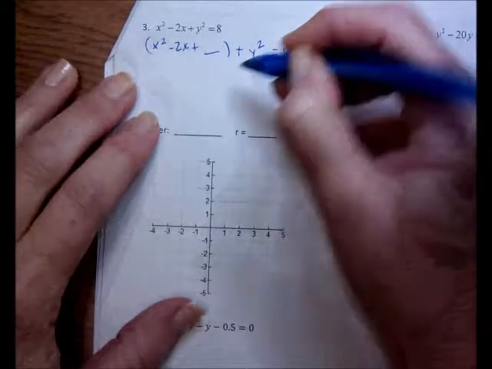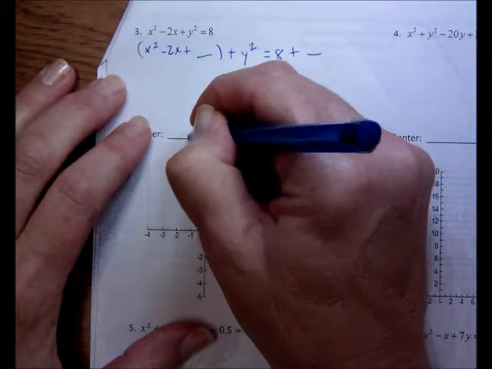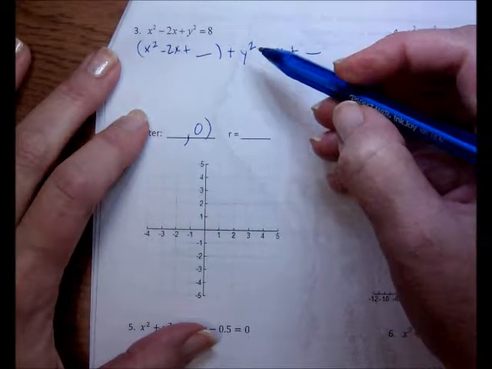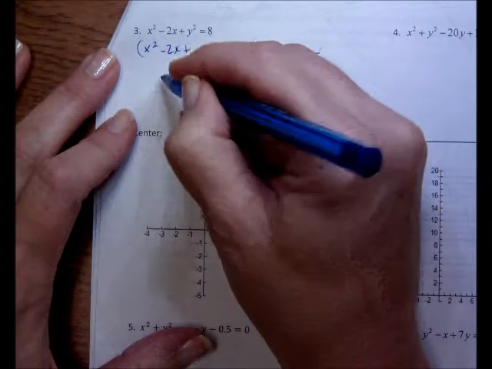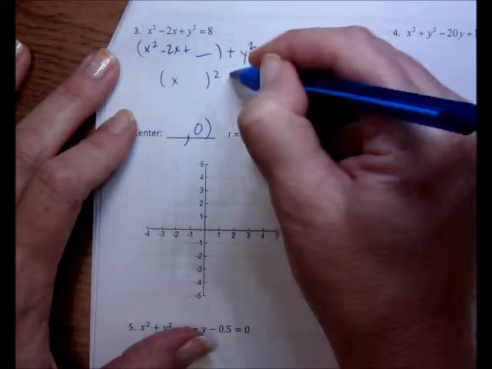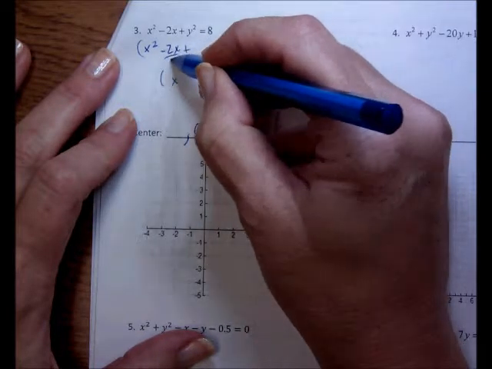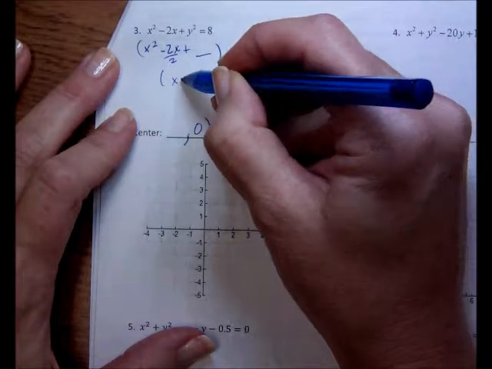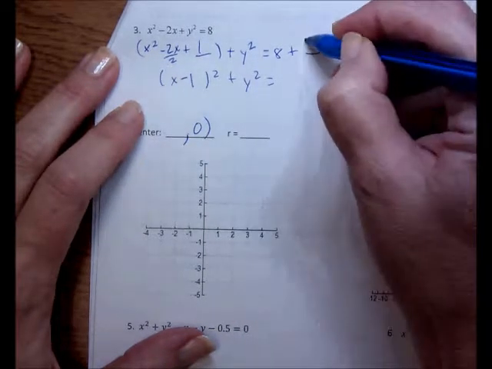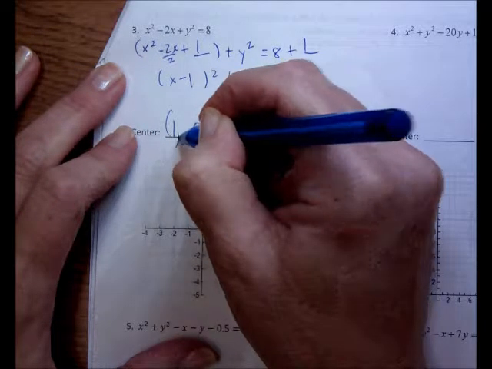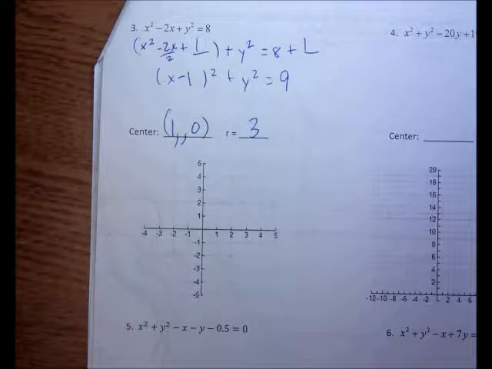So in this case, I already know that the y value for my center is going to be 0. So in this case, I have x squared plus y squared is equal to, and then I divide it by 2, and so that would be negative 1, and then I square it, and I add it to both sides. And so my center ends up being 1, 0, and my radius is 3.